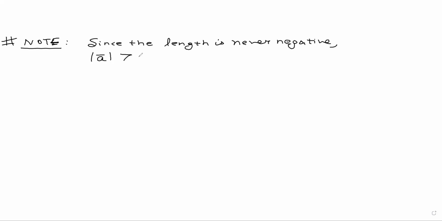Let us write a note. Since the length is never negative, our magnitude of a vector will be greater than 0. Guys, this is how we denote the magnitude. So whenever we find the magnitude, it can never be negative. The length always has to be positive.